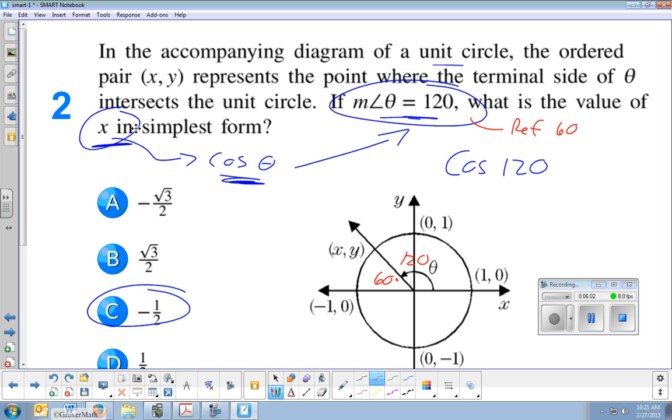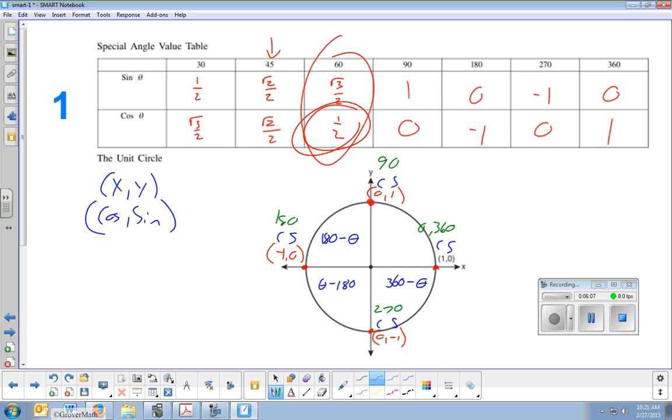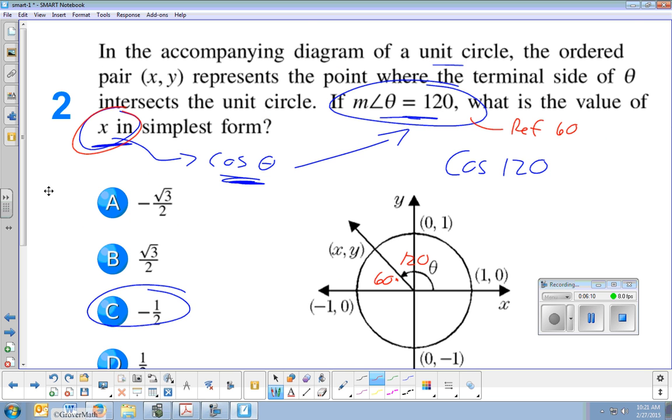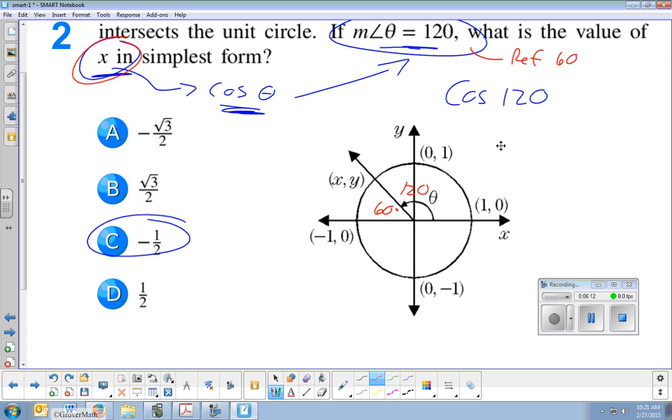Then, because we're talking about x, we're talking about cosine. So we're really talking about this value right here. But is it positive or negative? Quadrant 2, with our ASTC, we know that sine's positive here, but cosine is negative.